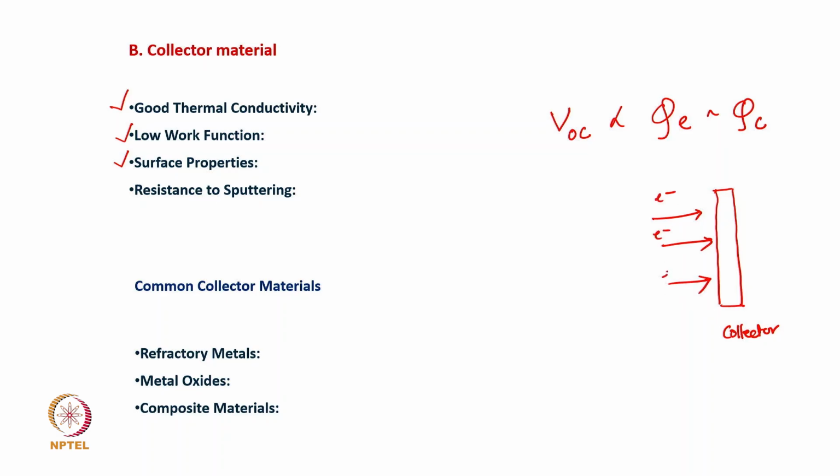It is collecting the electrons, okay. So, the surface of this collector should be such that it can efficiently collect or accept the electrons, okay. So, one is to look at the surface properties and resistance to sputtering. Sputtering I already mentioned is the removal of material species by bombardment of something. Here also it is continuously getting bombarded with electrons, okay.